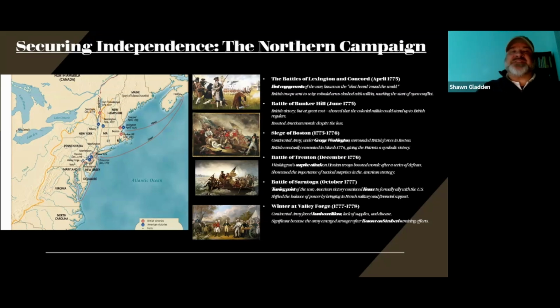He decided that on Christmas night, he would cross the icy Delaware River and surprise the enemy, capturing over 900 troops. This victory at Trenton, and then the follow up a couple nights later in Princeton, restored hope and boosted enlistment, demonstrating the importance of tactical surprises in the American strategy. So, George Washington did a little hit and run, and he did it at an opportune time where he could capitalize on it from a recruitment and morale standpoint. So, pretty important, Battle of Trenton.